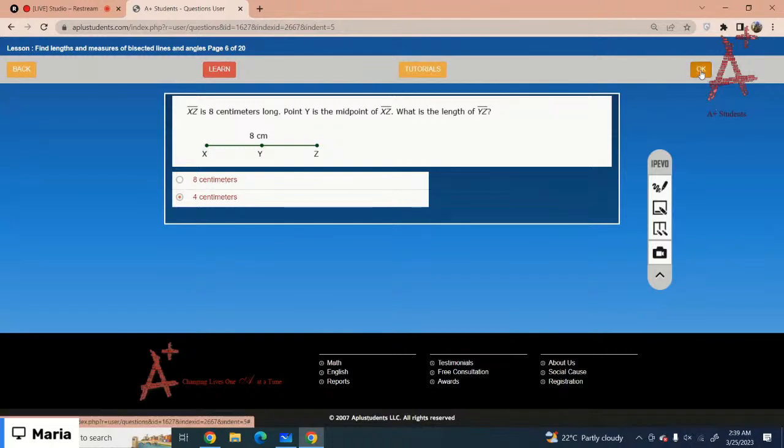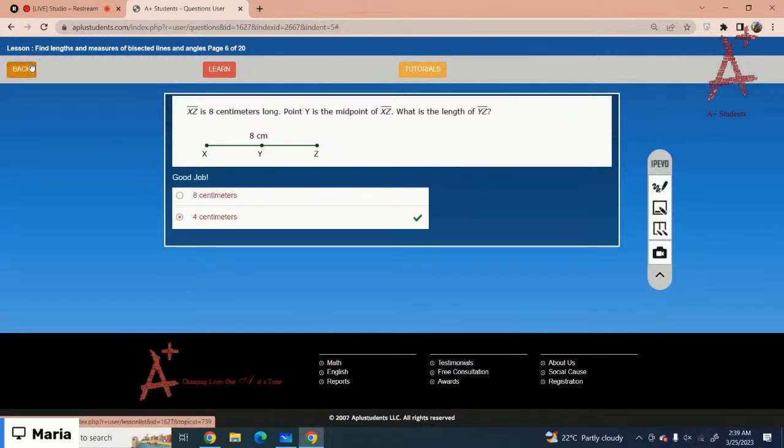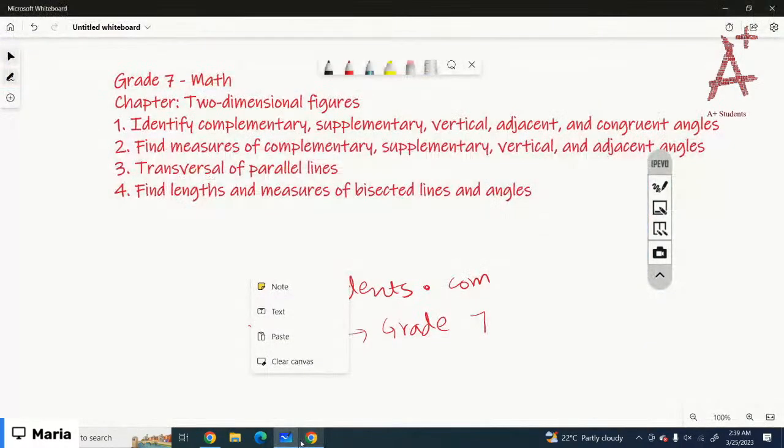Got it? Okay, you can complete the test by yourself later today. So we're working on grade 7 maths. The chapter we're working on is two-dimensional figures, and the lessons we have completed today are identify complementary, supplementary, vertical, adjacent, and congruent angles; find measure of complementary, supplementary, vertical, and adjacent angles; transversals of parallel lines; and find lengths and measure of bisected lines and angles.